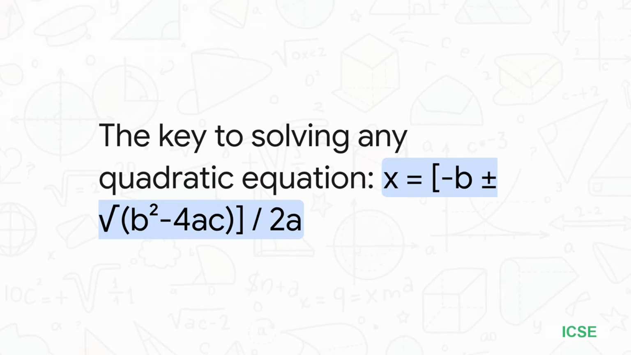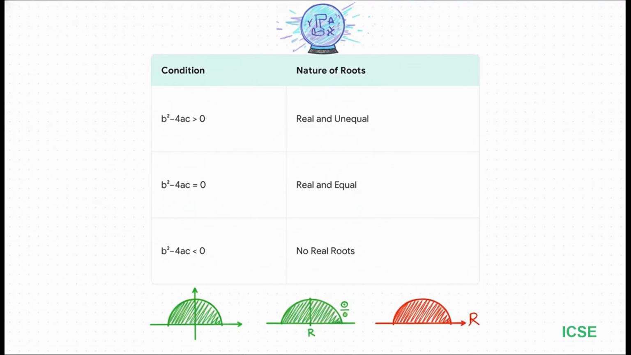And if that's the blueprint, then this is the master key, the one formula to rule them all. No matter how weird or complicated the quadratic equation looks, this single formula unlocks the value of x. Seriously, if you're going to memorize anything, make it this. It's an absolute lifesaver. But what kind of answer are you even going to get? Well, that's where the discriminant comes in. It's just that little part from under the square root, the b squared minus 4ac. It's like a crystal ball for your equation.